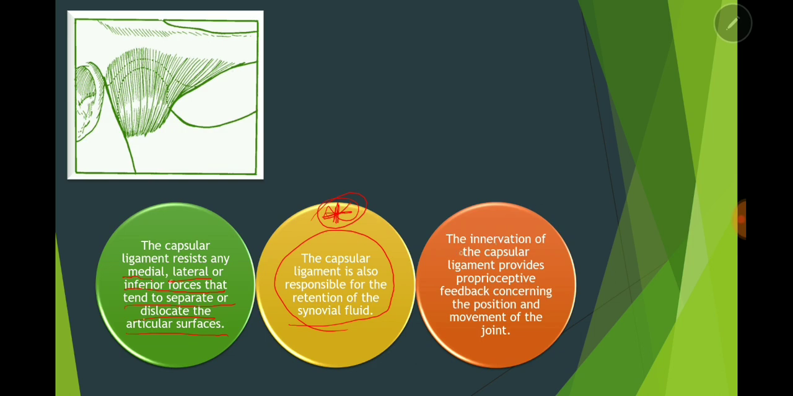The innervation of the capsular ligament provides proprioceptive feedback concerning the position and movement of the joint. So remember, all these ligaments have nerves, except for the disc. The disc doesn't have any blood supply and doesn't have any nerves.